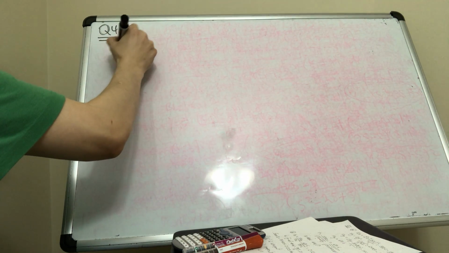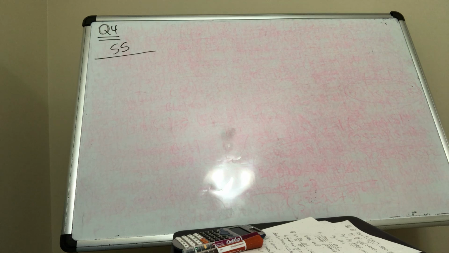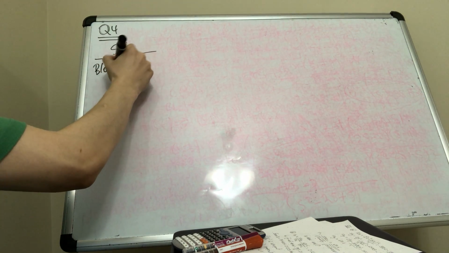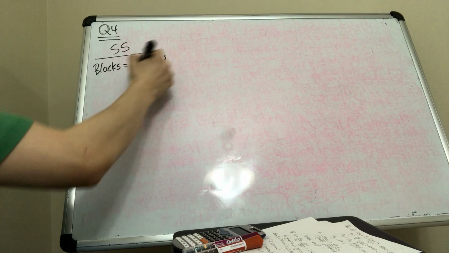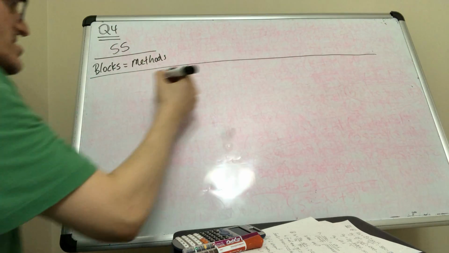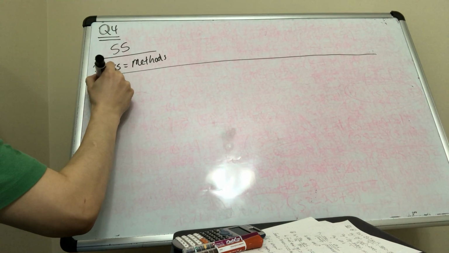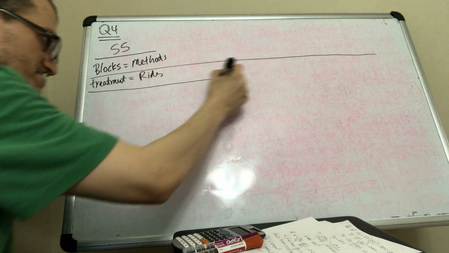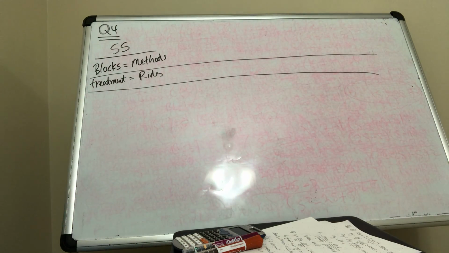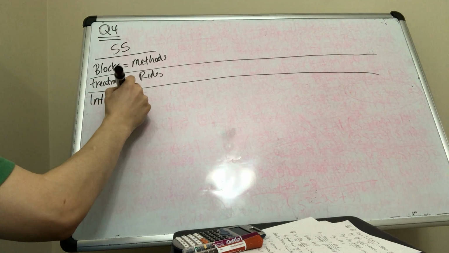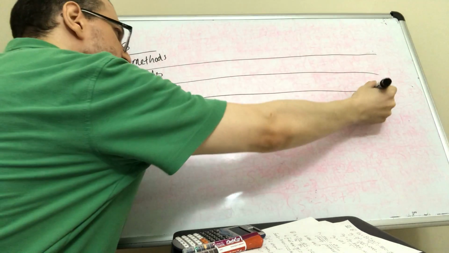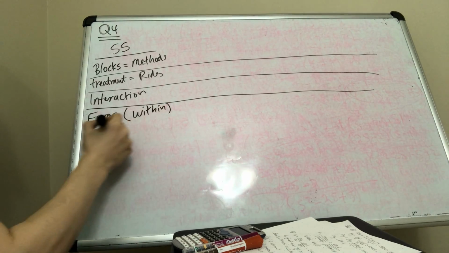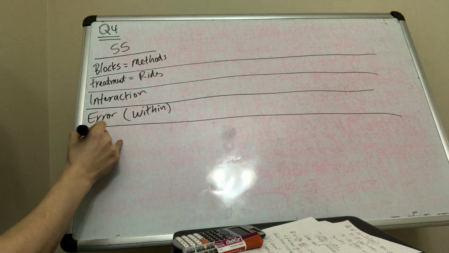You have the SS. We have the blocks, in this case the methods, we have the treatment, in this case the rides, we have the interaction, and we have the error, also called the within, and you have the total.